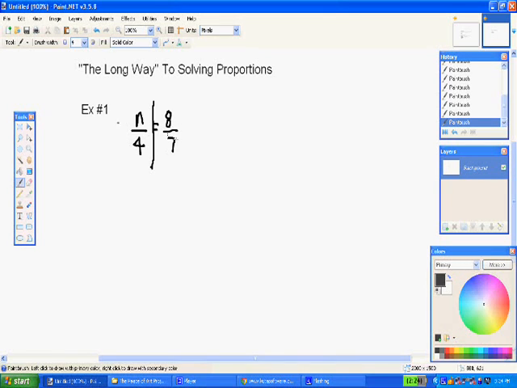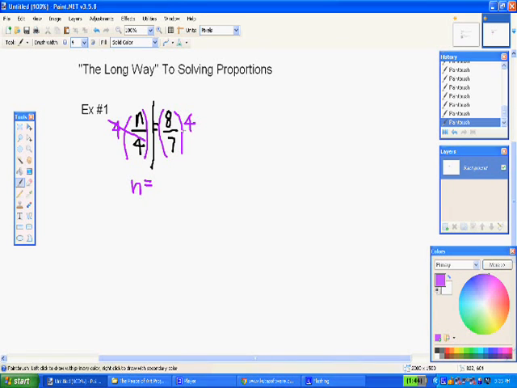The first thing I notice here is that n is being divided by 4. And remember, to get rid of numbers and move them over to the other side, we want to do the opposite. So the opposite of division here is multiplication. So I'm going to go ahead and multiply this whole thing by 4. And since I multiply that by 4, I need to multiply this side by 4. 4 times n over 4 gives us just 1, so we're left with n.